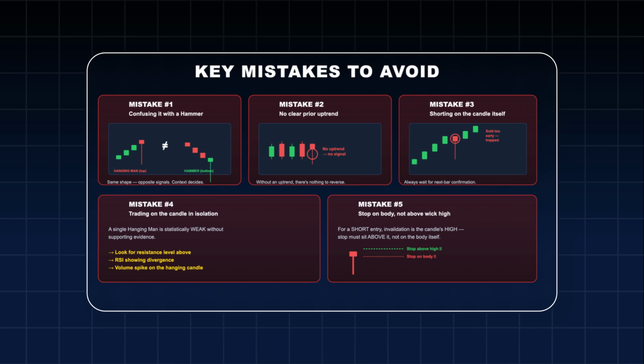Trading it without additional confluence, such as a nearby resistance level or a volume spike, leads to a high rate of false signals.